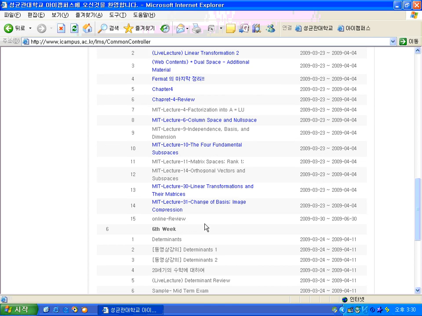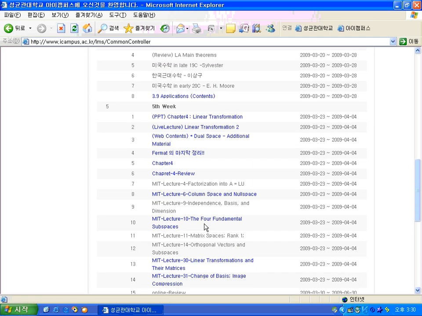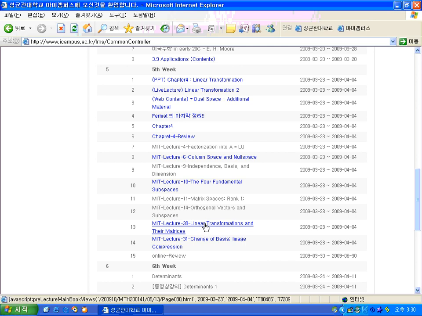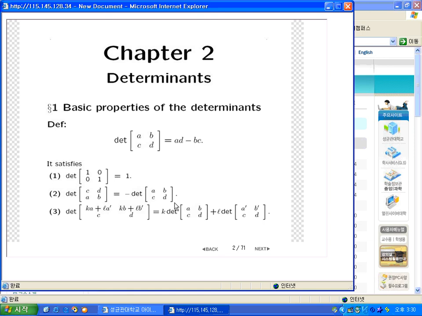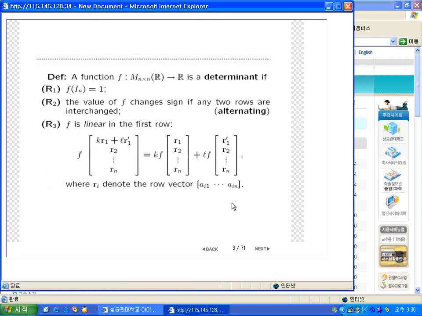And today, we will finish up chapter 4, and then we will start chapter 2 on determinant. Determinant is a matrix function that satisfies these three properties, such as this. Determinant is a matrix function on the set of matrices to the scalar field that satisfies these three properties: first, second, and third.